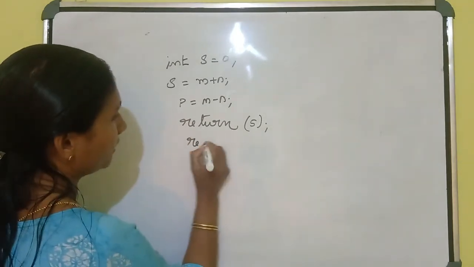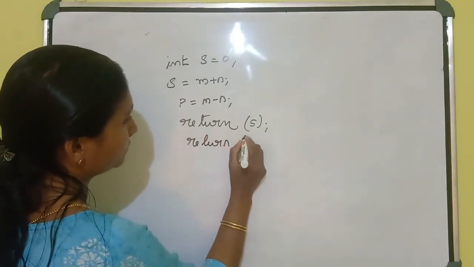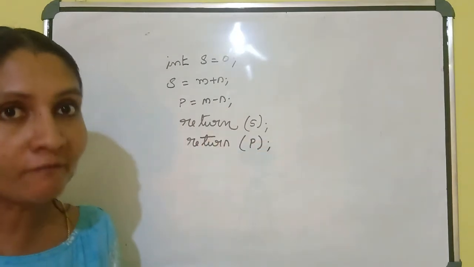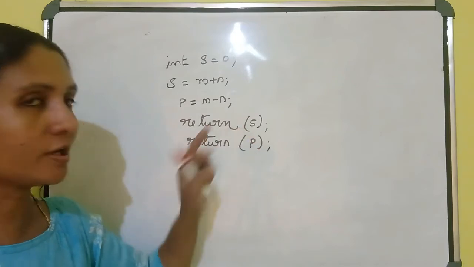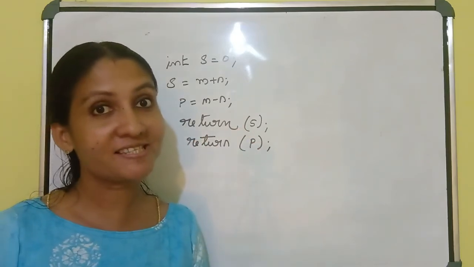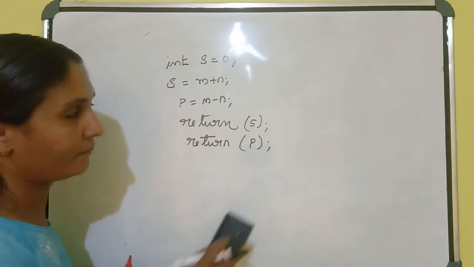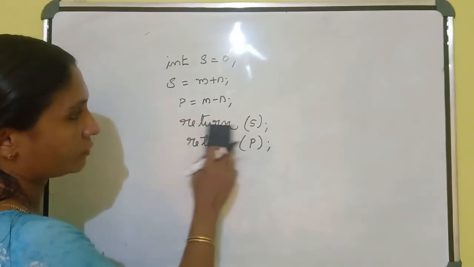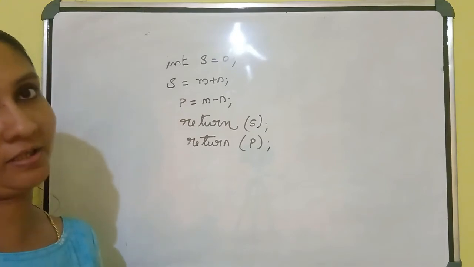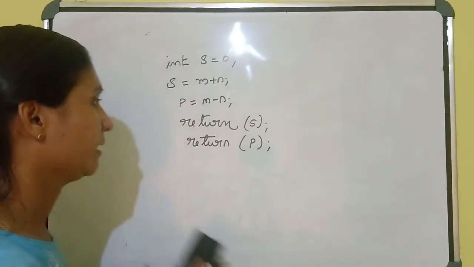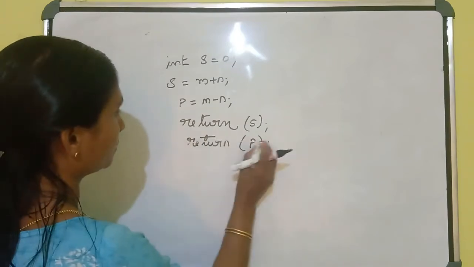And if you are giving like this, this is also wrong. If you are giving more than one return keyword, only the first return keyword will be taken, and the rest will not be taken. That means this is wrong. You have to give only one return keyword. Don't give more than one return keyword. I think you understood.